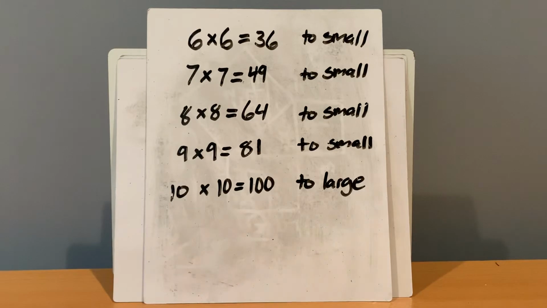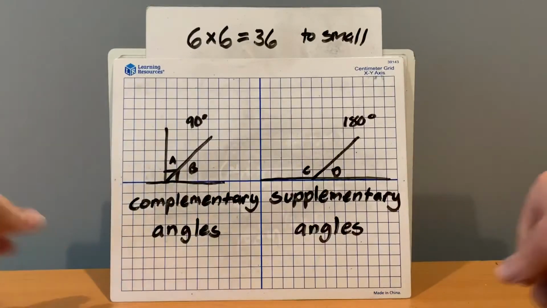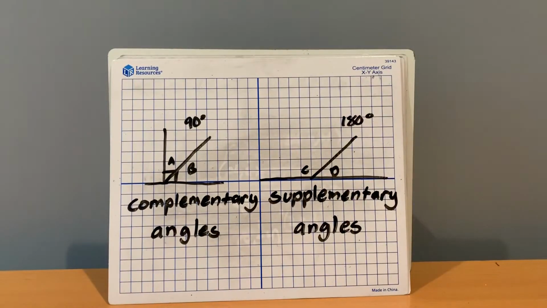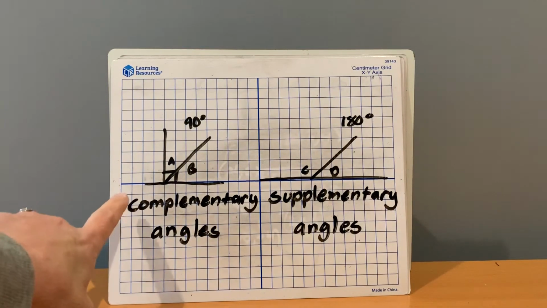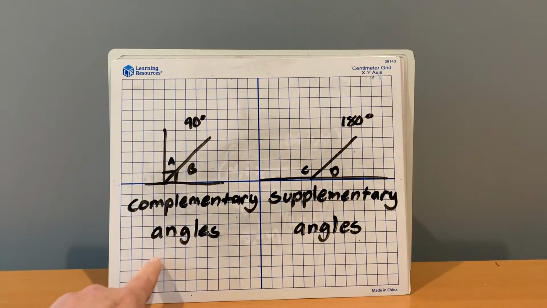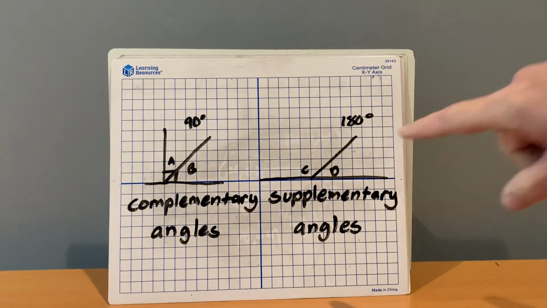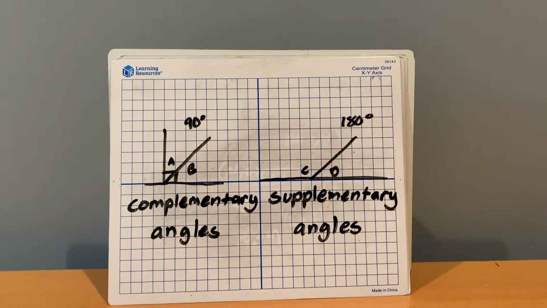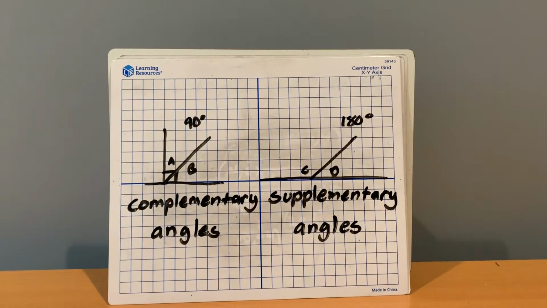Now we're going to talk about special angles. If the sum of the measures of two angles is 90 degrees, we say that the angles are complementary. So right here, the sum of these two angles, angle A and B, equals 90 degrees. So these angles are complementary. If the sum of the measures of two angles is 180, we say that the angles are supplementary angles. So over here, C and D equal 180. So those angles are supplementary angles.